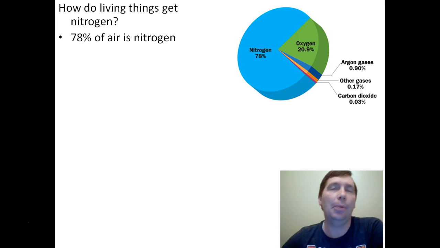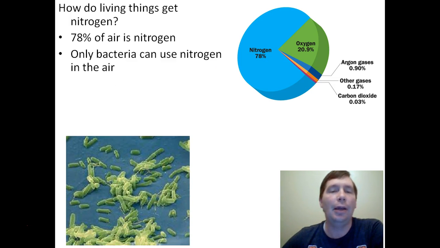Plants don't have the ability to take nitrogen out of the air and use it. There's only one living thing on the planet that can take nitrogen out of the air and use it, and that's bacteria. Bacteria are single-celled organisms. They're the smallest living things on the planet, and they are the only things that can take nitrogen out of the air. Period. No exception.